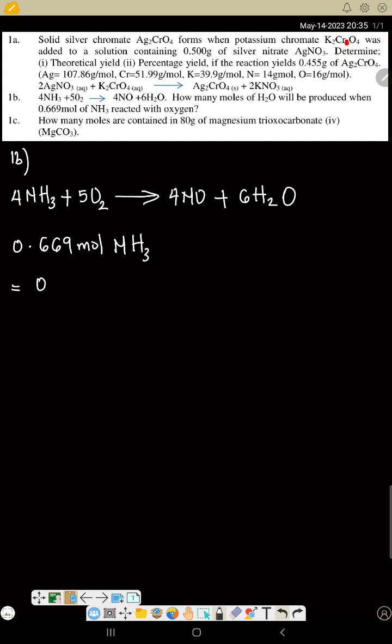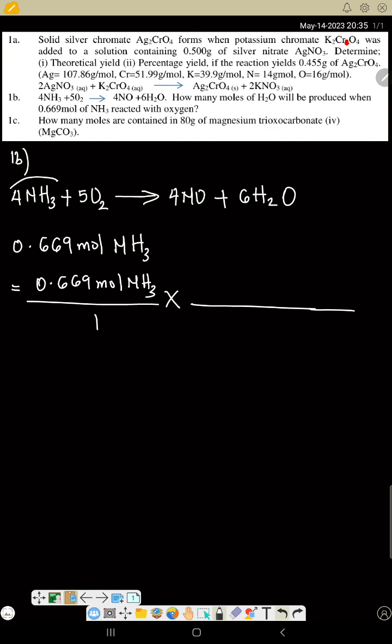So we'll start with what we have, 0.669 mole of ammonia. Start with what you have, over 1, times. So how can you remove the mole of ammonia here? Just go to your balanced chemical equation. So switch from mole of ammonia to mole of water. So we say that 4 moles of ammonia will give you 6 moles of water.